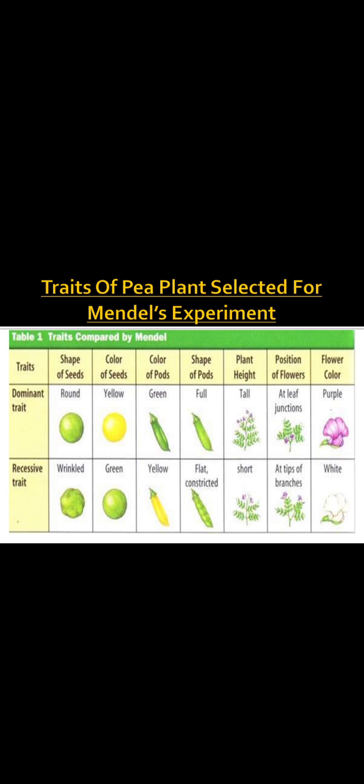So that is, tall is a dominant character. Recessive is a short character, that is, the recessive trait is a short one. Next is position of the flower.